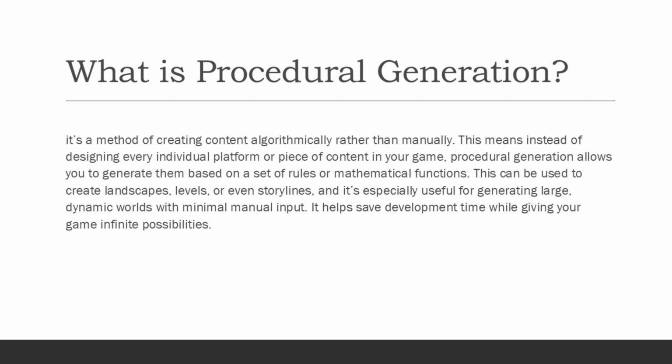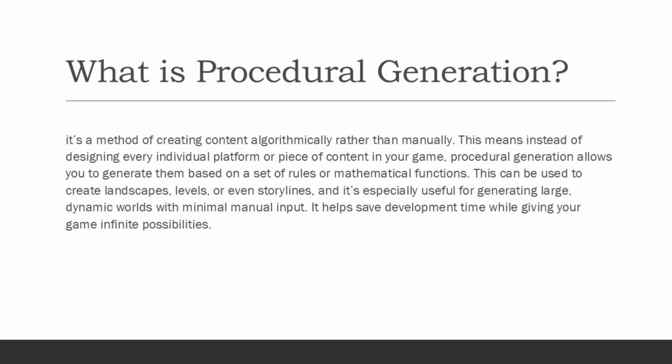What is procedural generation? It's a method of creating content algorithmically rather than manually. This means instead of designing every individual platform or piece of content in your game, procedural generation allows you to generate them based on a set of rules or mathematical functions. This can be used to create landscapes, levels, or even storylines, and it's especially useful for generating large, dynamic worlds with minimal manual input. It helps save development time while giving your game infinite possibilities.